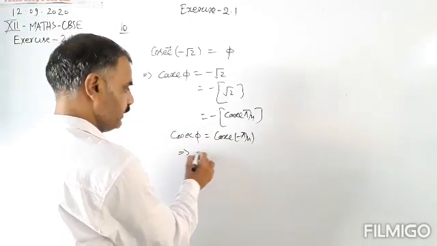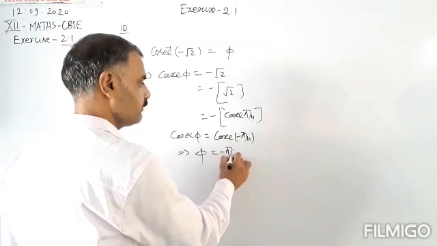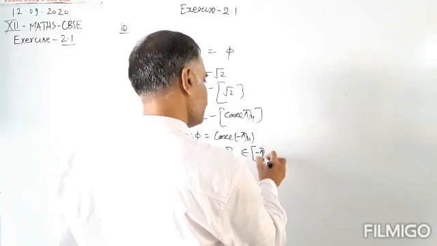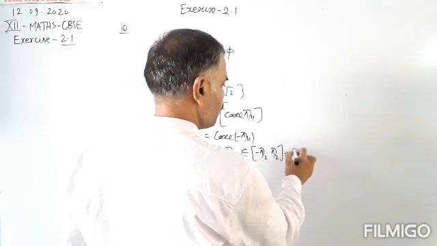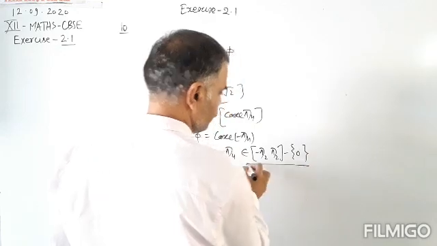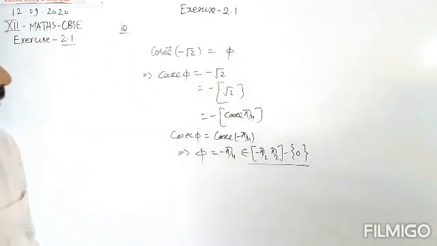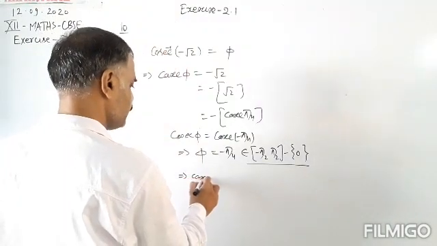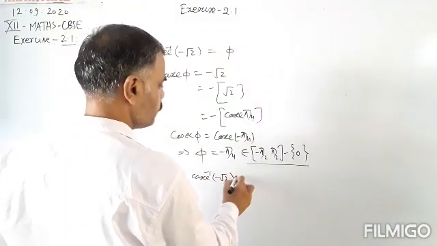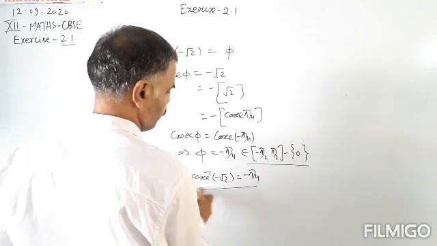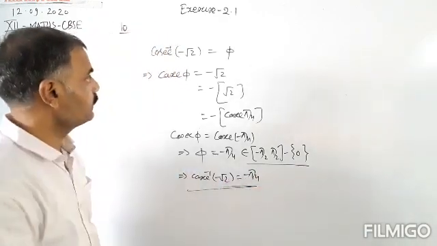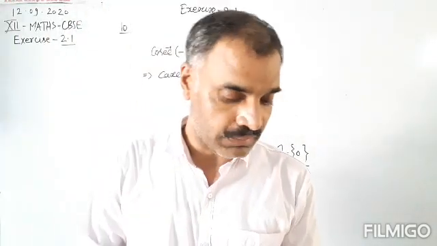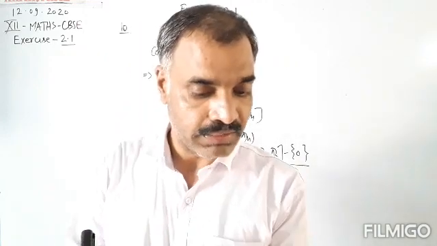After comparing, we have phi equal to minus pi by 4, and this belongs to the closed interval minus pi by 2 to 0 minus, that is the principal value branch of cosec inverse x. So cosec inverse minus under root 2 is equal to minus pi by 4. This is the principal value. In this way we can solve the other questions that are left.